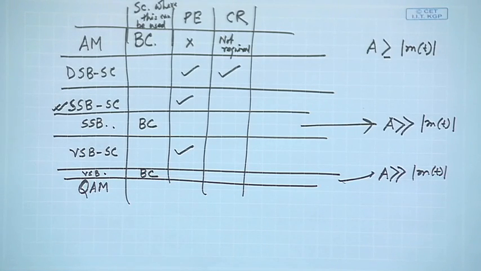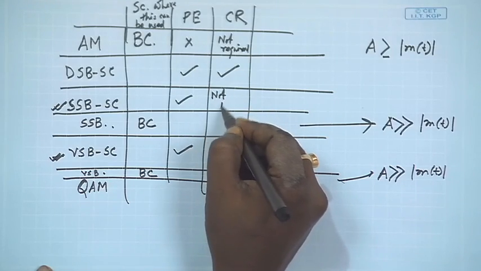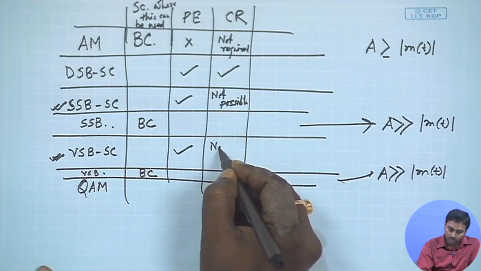For DSB-SC we have seen that we square it, and we always get back the carrier. But for SSB-SC and VSB-SC, even if we square, you do not get the pure carrier term. It will not be at 2 omega_c t. There will be a phase variation with respect to time, so you will not get the pure carrier. So carrier recovery is not possible. Here also it is not possible.